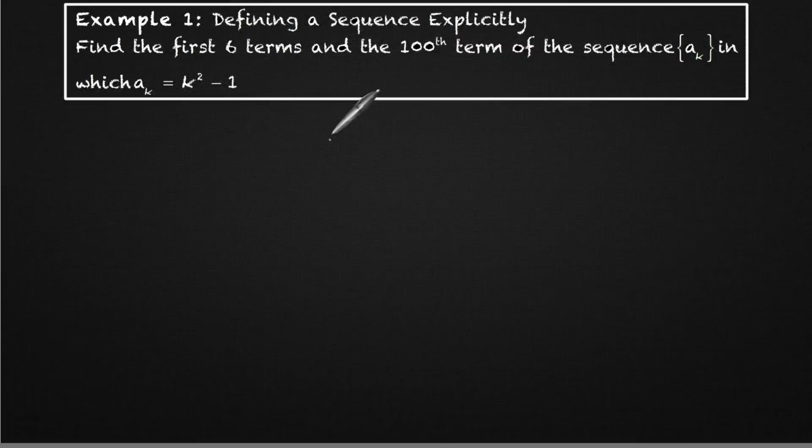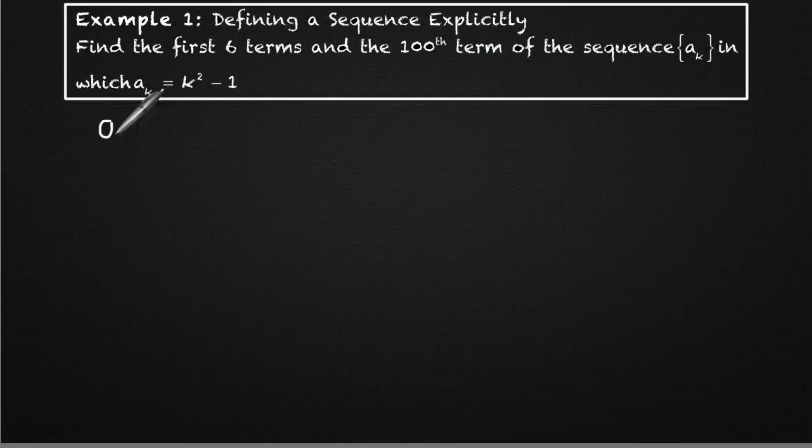Now, there are two ways to define a sequence. One is called explicit, and the other is recursive. In this first example, we're going to talk about an explicit sequence. An explicit sequence is a sequence that you generate by plugging in the term number. It says here in this first example, find the first 6 terms and the 100th term of the sequence in which a of k is equal to k squared minus 1.